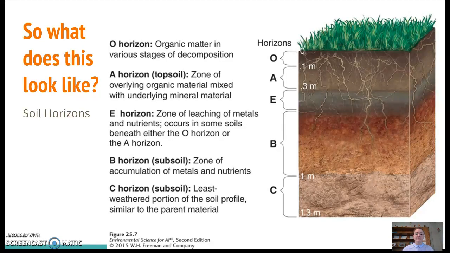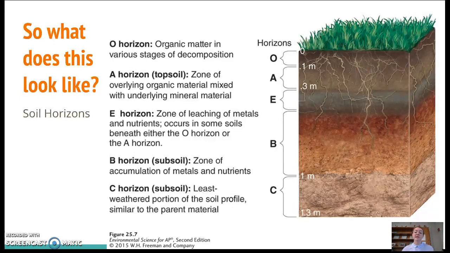Then you have your A horizon, which is also known as topsoil, and this is kind of mixed with overlying organic material and underlying mineral material. Usually you will not have both an O horizon and an A horizon. It's an either or. You either have O or A.